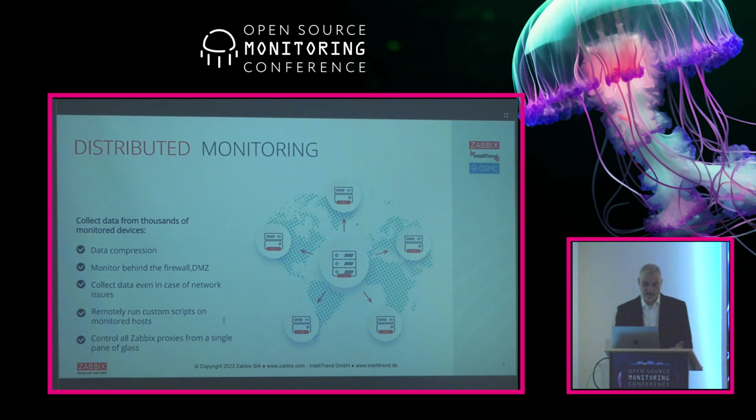So if the Zabbix server is not available, the Zabbix proxy will still continue to collect the data, and once a connection is established, it will forward the stuff. You can run what is called custom scripts on monitoring hosts. That's a really cool feature.